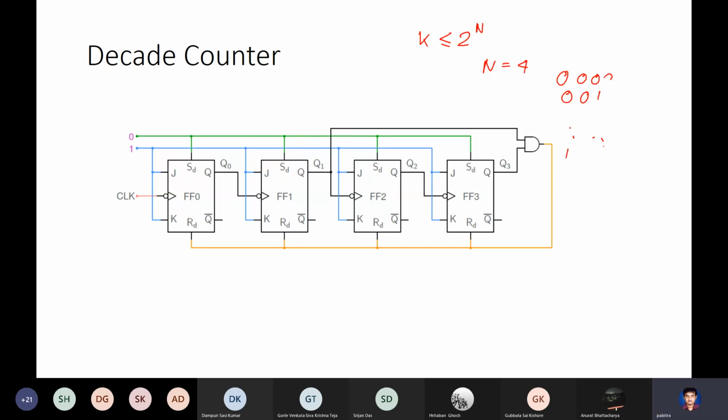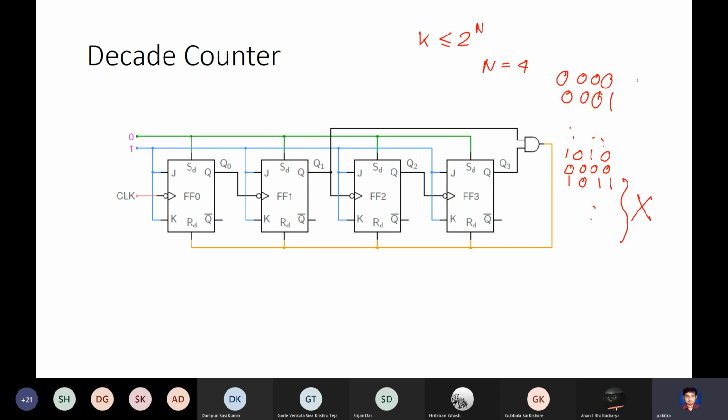Oh, sorry, I need 4 values. 0, 0, 0, 0, 0, 0, 0, 1. 10 is how much? 10 is 8 plus 2. The remaining values don't matter. It should have been 11 and so on. But this we don't want. Instead, we want after this, it should go back to 0, 0, 0, 0.